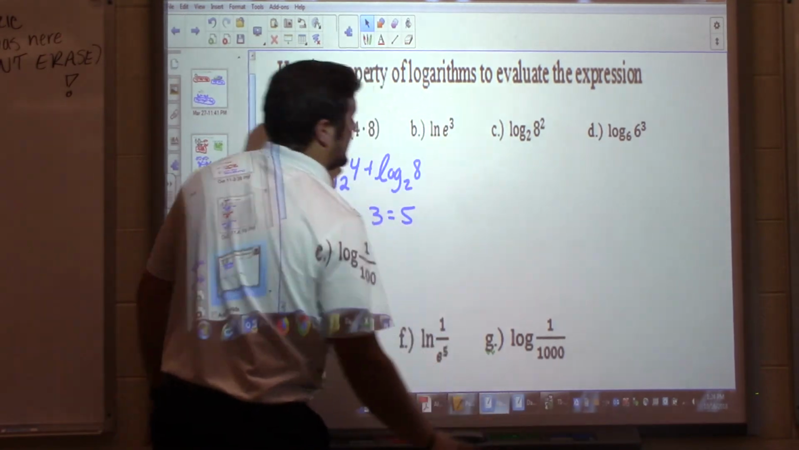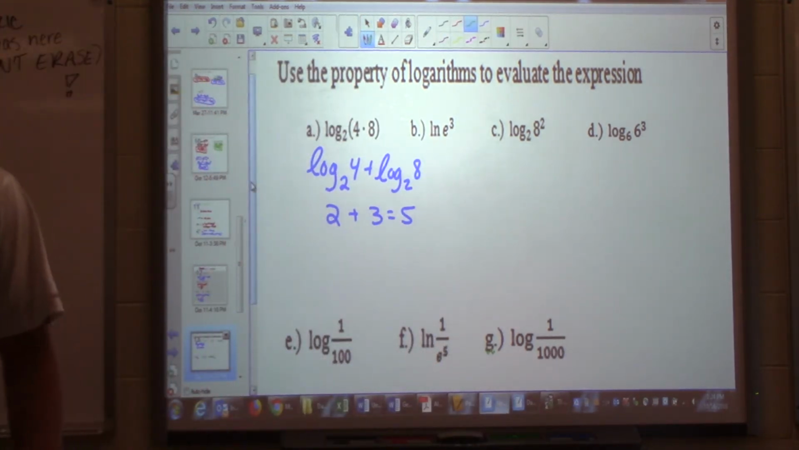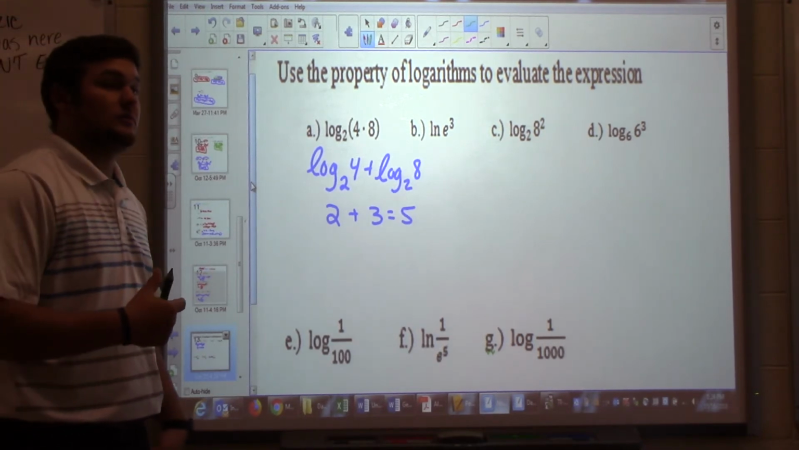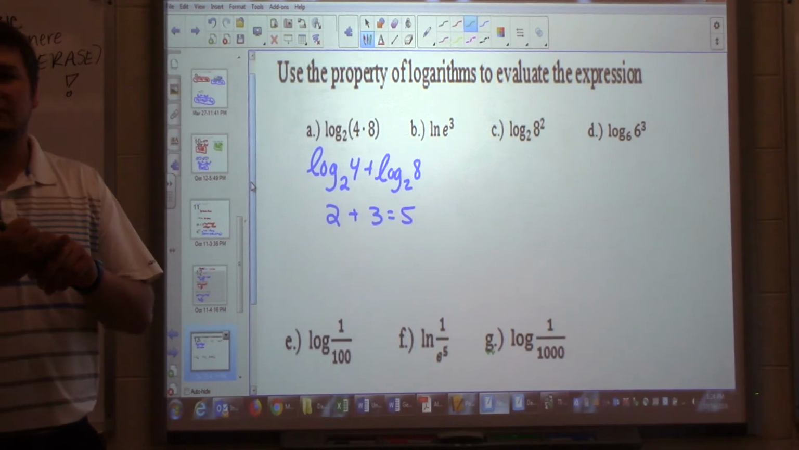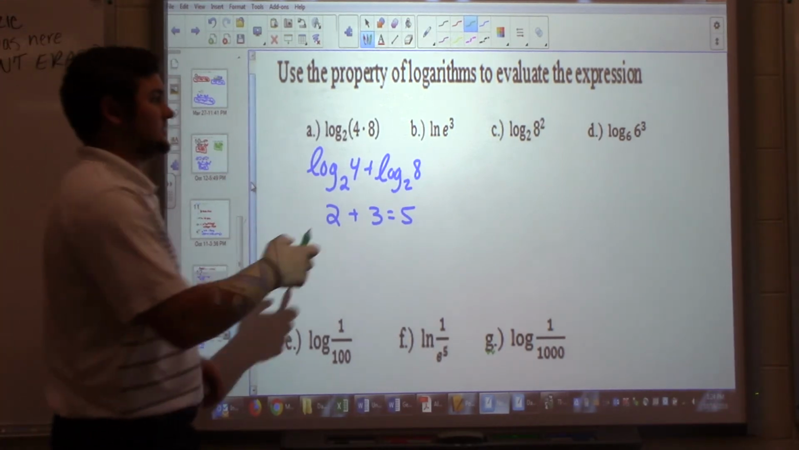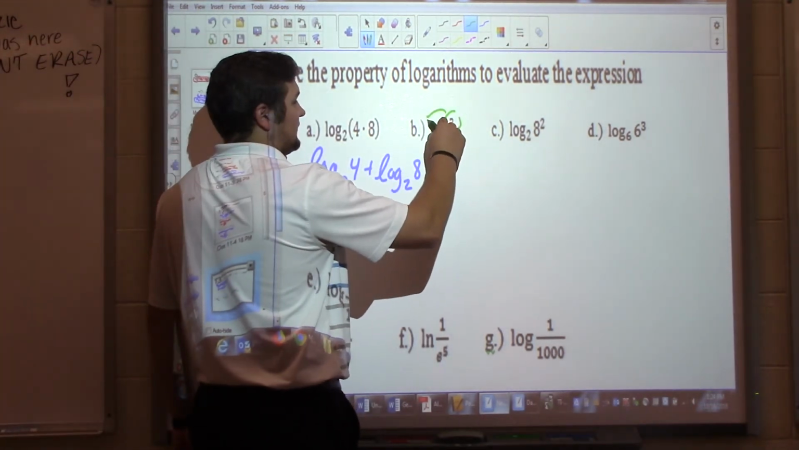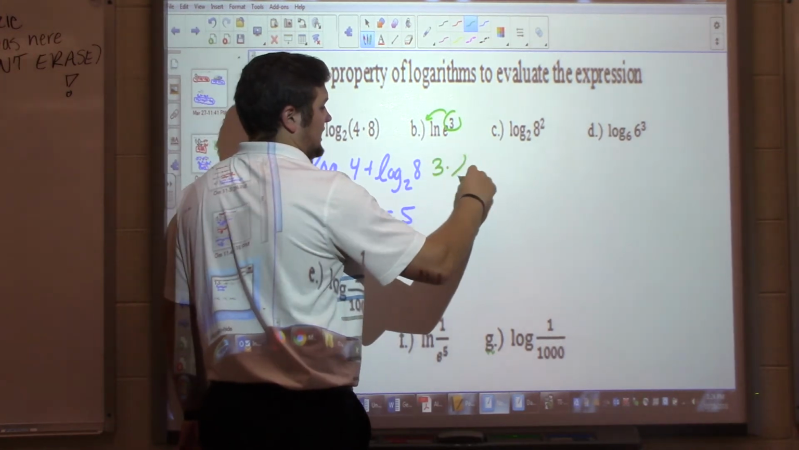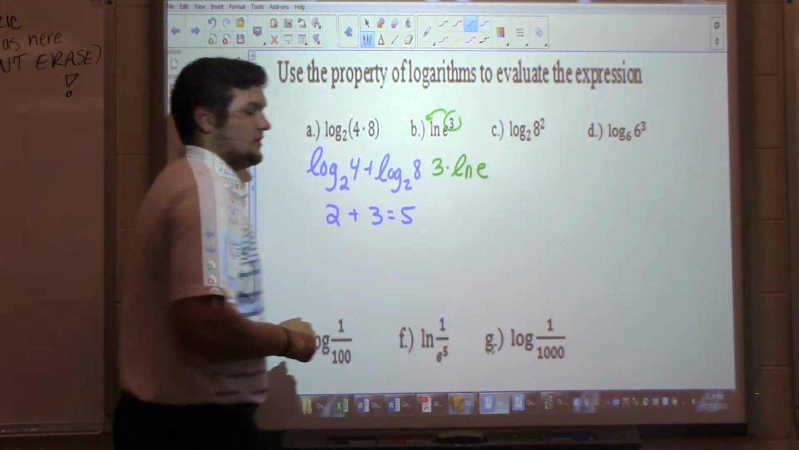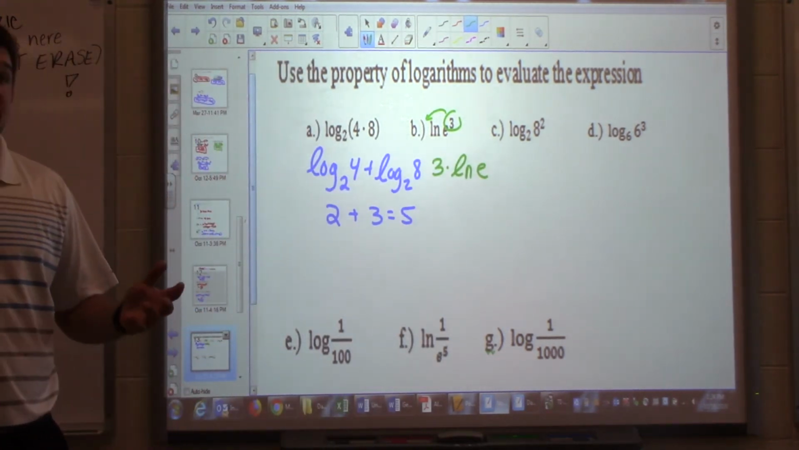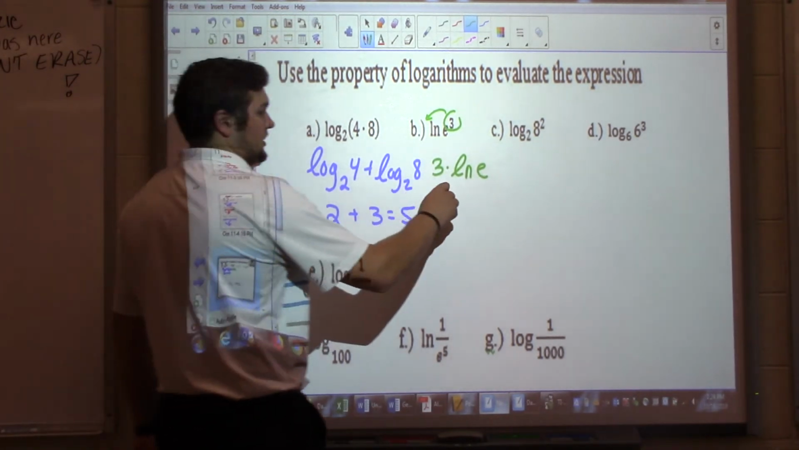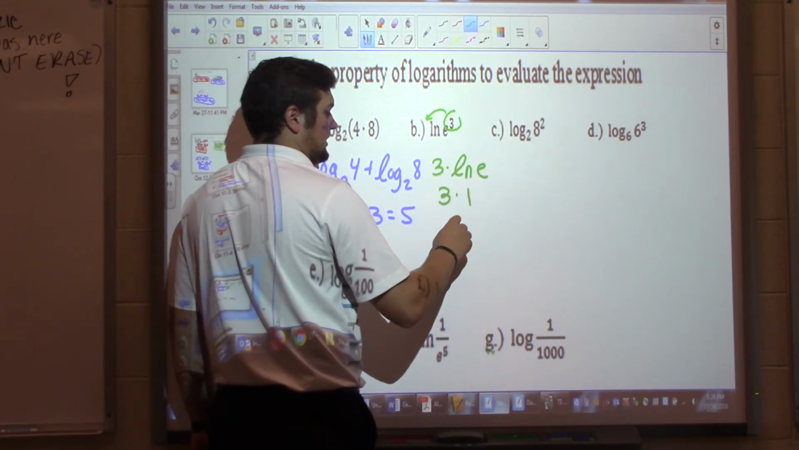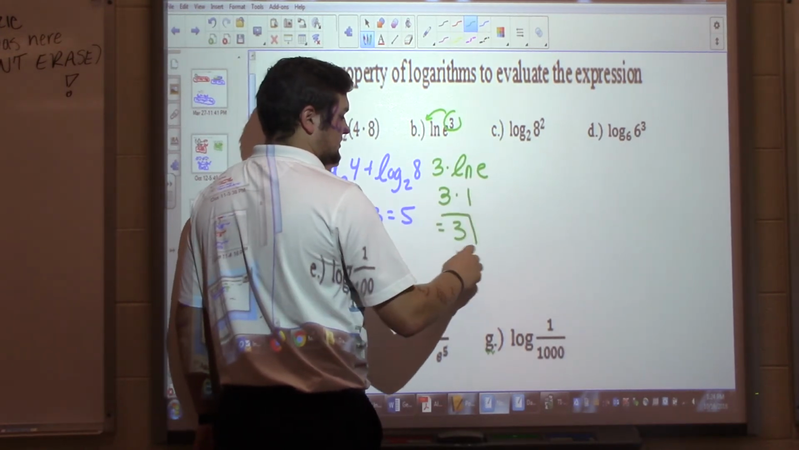Alright? So let's look at the next one. B, the natural log of e cubed. How could I change that one? Well, do I have multiplication or division? No. Do I have an exponent? Yeah, so I can take my exponent, put it out front. 3 times the natural log of e. The natural log of e is 1. It is always 1. So then you would get 3 times 1 equals 3.